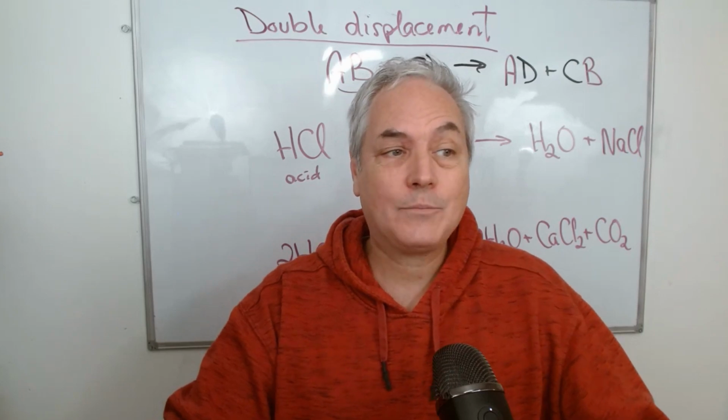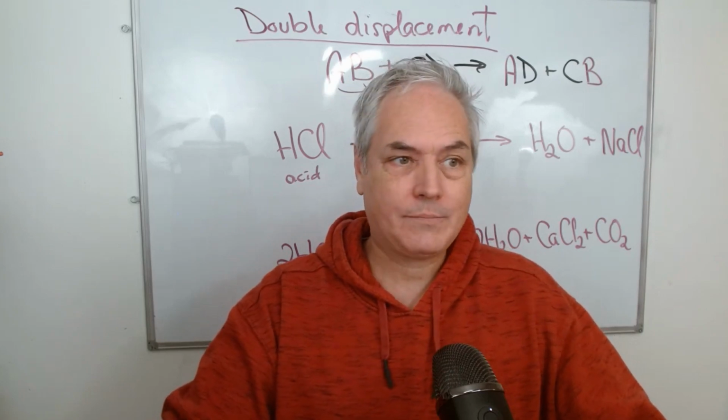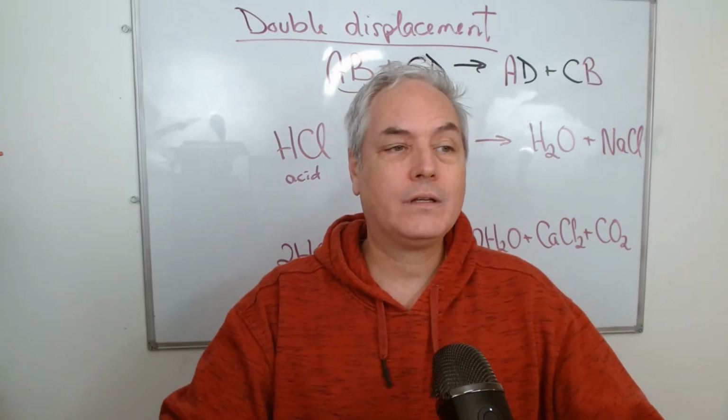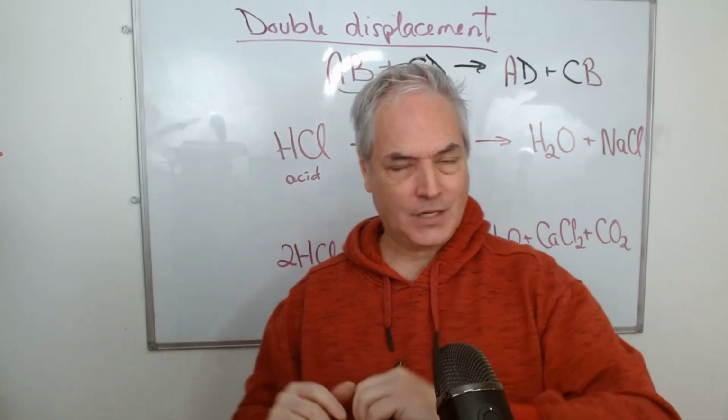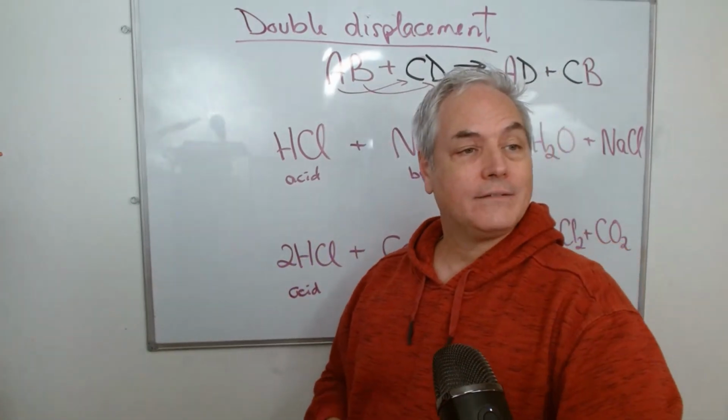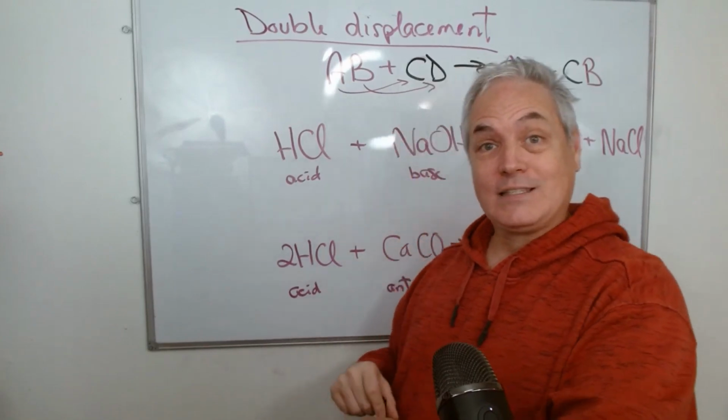Can you go over an example of a neutralization or double displacement and show which one becomes the ionic salt or precipitate? So let's see what we've got. First of all, when you have a double displacement, let's see what it is.